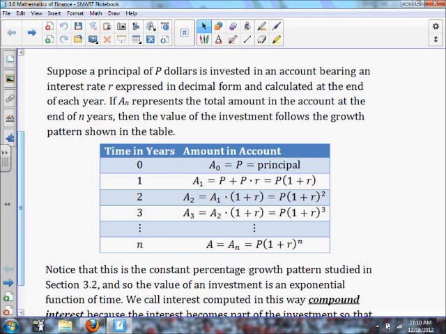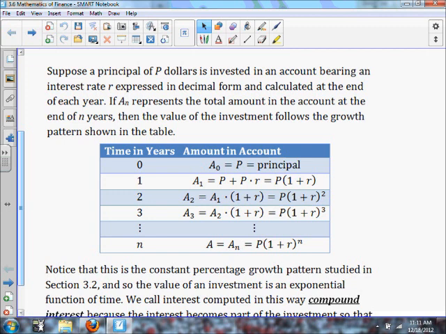At the end of 1 year, A sub 1, we'll have your principal plus the principal times the interest rate. We can factor out a P, and you're left with 1 plus R. Now at the end of 2 years, we'll take our principal times 1 plus R, what we had at the end of the first year, and multiply that by 1 plus R again. Same idea, so we have the principal times 1 plus the rate squared. You do that enough times, you'll get A sub n, which is your principal times 1 plus R to the n power. Does that look like anything we've talked about before?